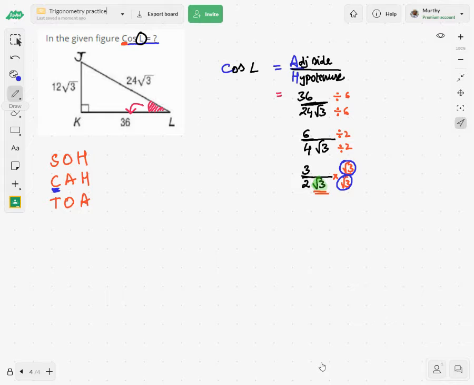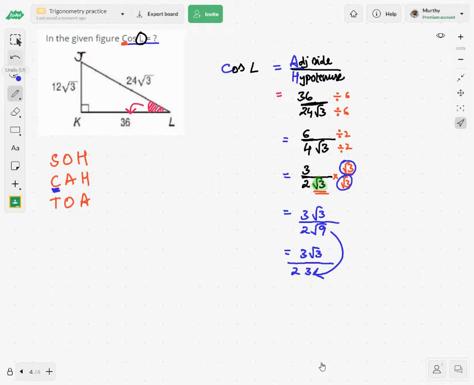In such a case, the numerator is 3 times root 3, that gives me 3 root 3, and the denominator is 2 times root 3 times root 3. Root 3 times root 3 gives me root 9, because 3 times 3 is 9. Therefore, square root of 9. Square root of 9, you know, is 3, since 3 times 3 is 9.